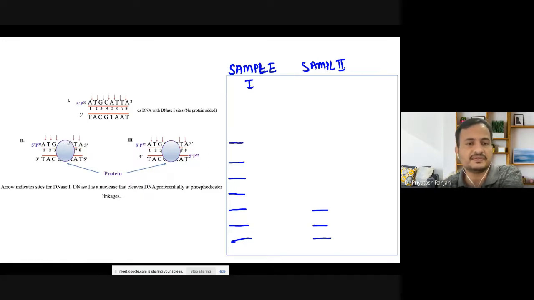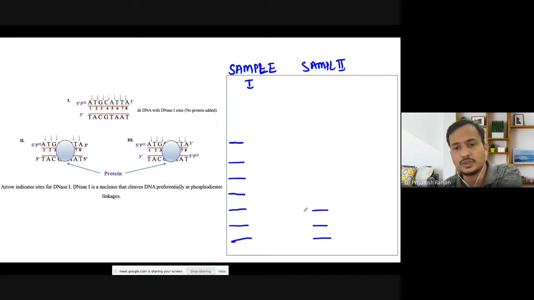Same for the fifth. That position is occupied by the protein, it is no longer exposed. So DNase one will not cleave. Remember, for DNase to work, it needs a phosphodiester bond between the adjacent two nucleotides, but that is not exposed here. How about the sixth? Now, even if this T is binding to the protein, if the phosphodiester bond is exposed, the DNase is going to work.